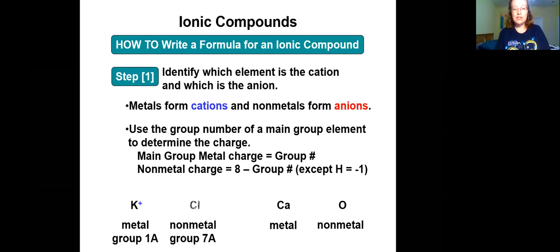Chlorine is in group 7A. So the chloride ion, 8 minus 7, will have a -1 charge. Calcium, group 2A, will have a +2 charge. Oxygen is in group 6A. 8 minus 6 is 2, so he will have a -2 charge. All those guys in group 6A have a -2 charge. They're 2 electrons away from their nearest noble gas.